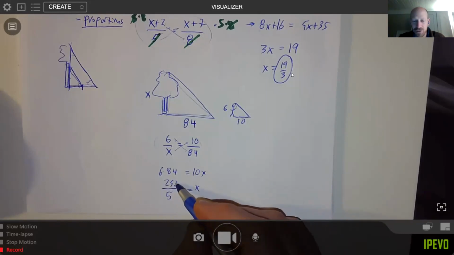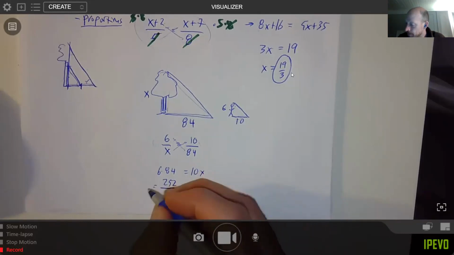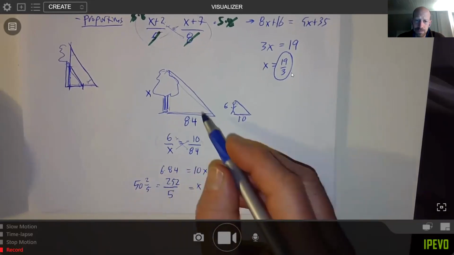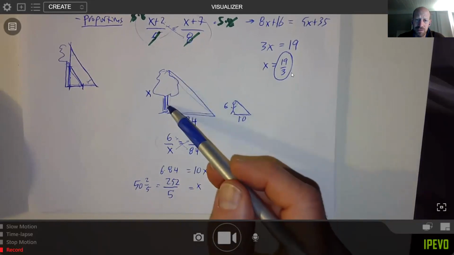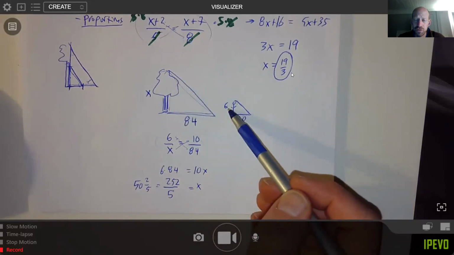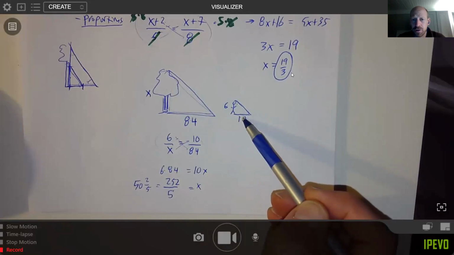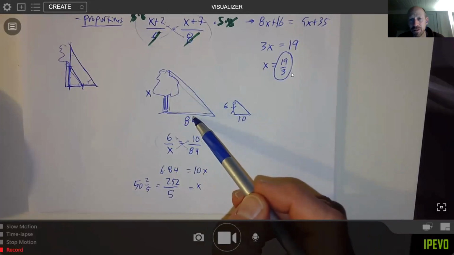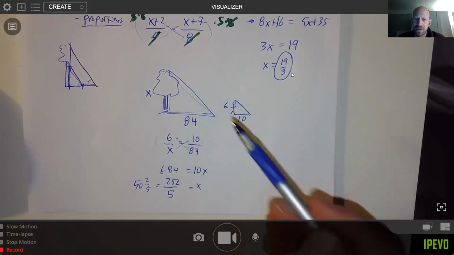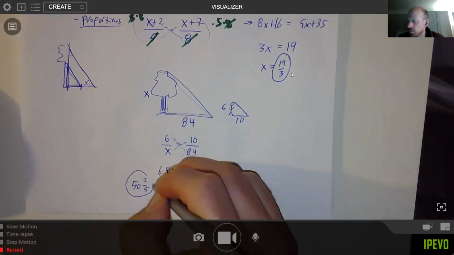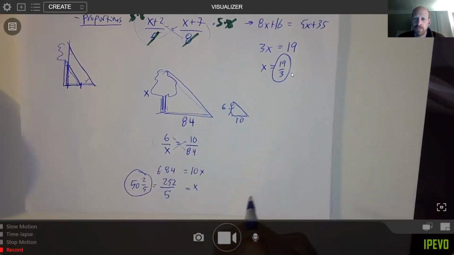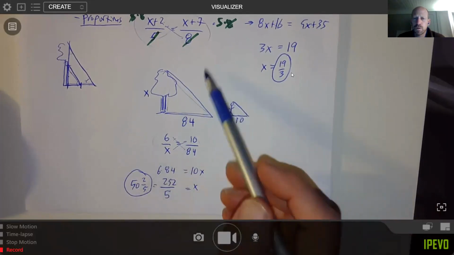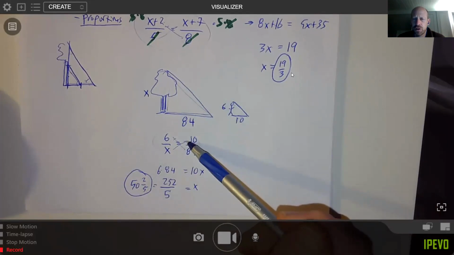So 250 divided by 5 is 50. So that's 50 and 2/5. It's hard for me to tell exactly if that's the right height of the tree, but for a 6-foot person, I get a longer shadow. So the height of the tree is certainly less than 84 feet. So something like 50 seems more reasonable. Questions about proportions or solving proportions?